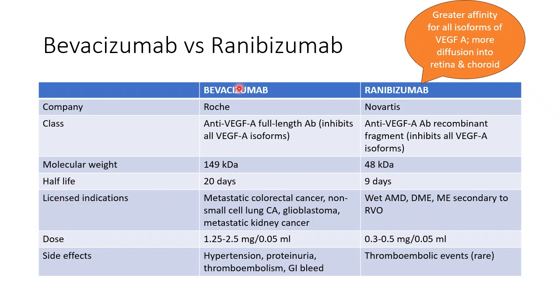By FDA. So bevacizumab is for colorectal cancer, small cell lung cancer, glioblastoma, and metastatic kidney cancer. This one's for wet AMD, DME, macular edema secondary to retinal vein occlusions. Mind you, ranibizumab is much more superior with greater affinity for all isoforms of VEGF-A, because it has more diffusion. Being a smaller molecule, it has more diffusion into the retina and the choroid. That is why ranibizumab was better.